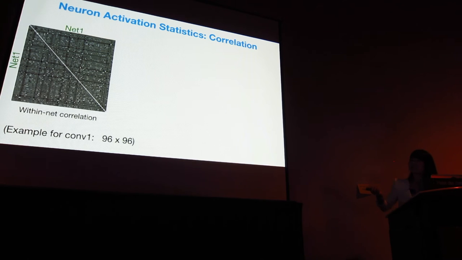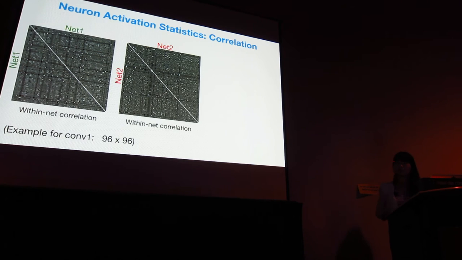And we call this the within-net correlation matrix. This matrix is symmetric because we are comparing the set of units with itself. And the similarity between any single neuron and itself will be exactly one, which results in the bright diagonal, as you see here. And similarly, we can compute the within-net correlation for the other network.